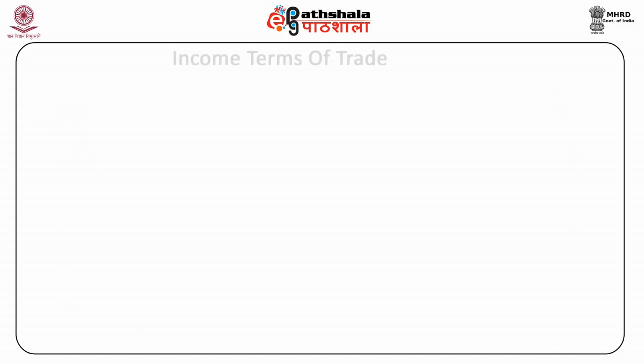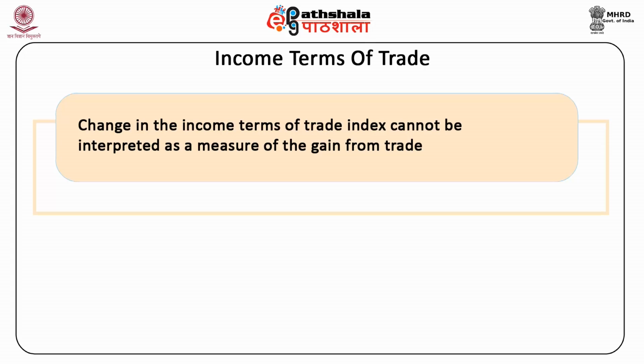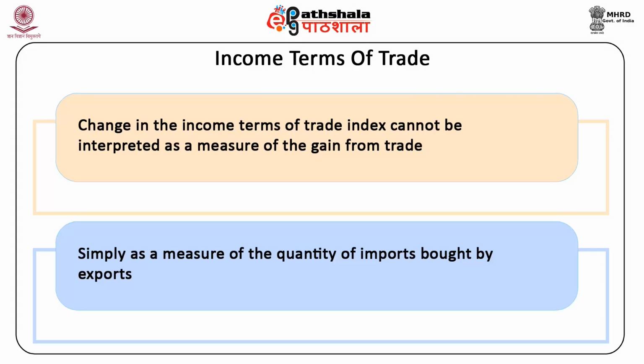1948-49. A rise in income terms of trade indicates that the country can obtain a larger volume of imports from the sale of its exports. Its capacity to import based on exports has increased. A change in the income terms of trade index cannot be interpreted as a measure of the gain from trade or as an indicator of welfare. It should be used simply as a measure of the quantity of imports bought by exports.